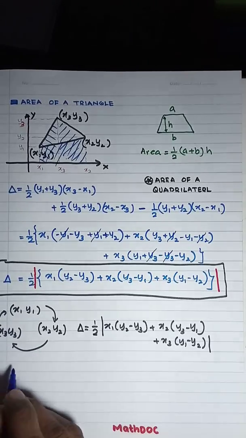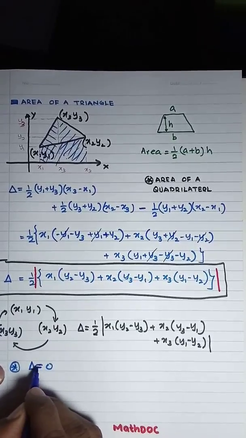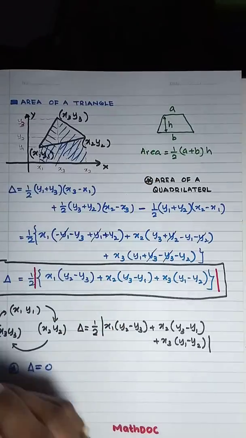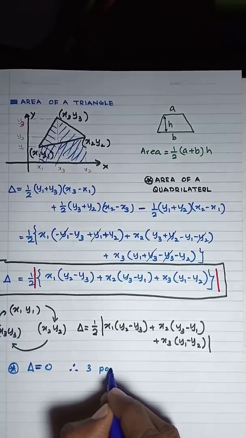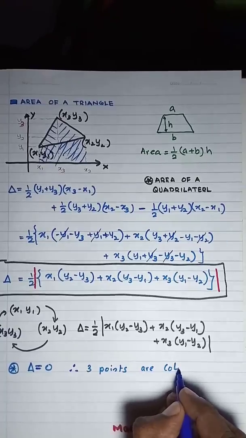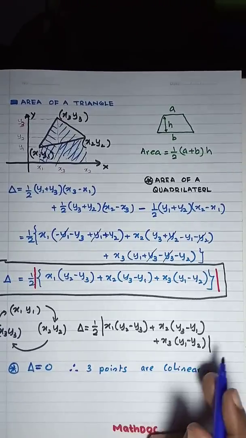So if you obtain this area, denoted by delta, as 0, then these 3 points must be collinear. Therefore say the 3 points are collinear. Collinear means they lie on a line.